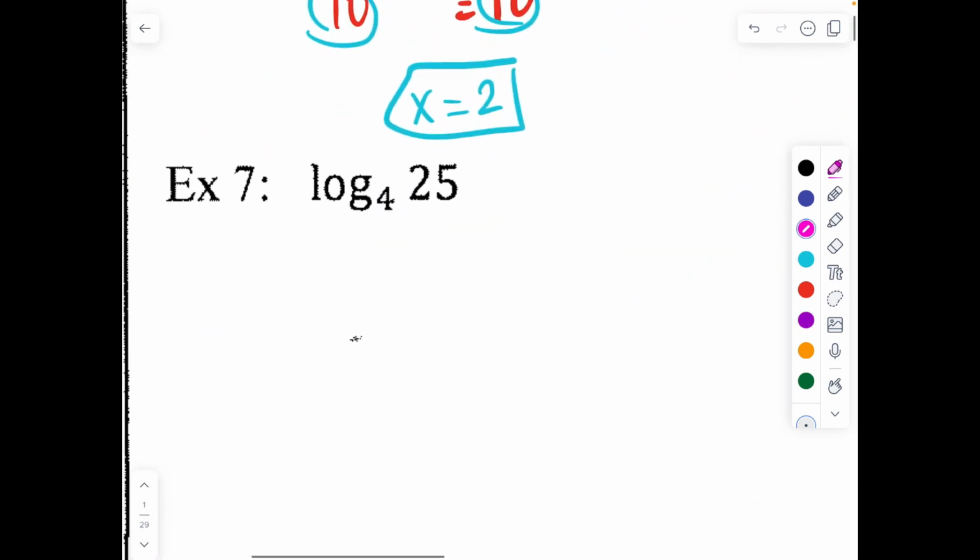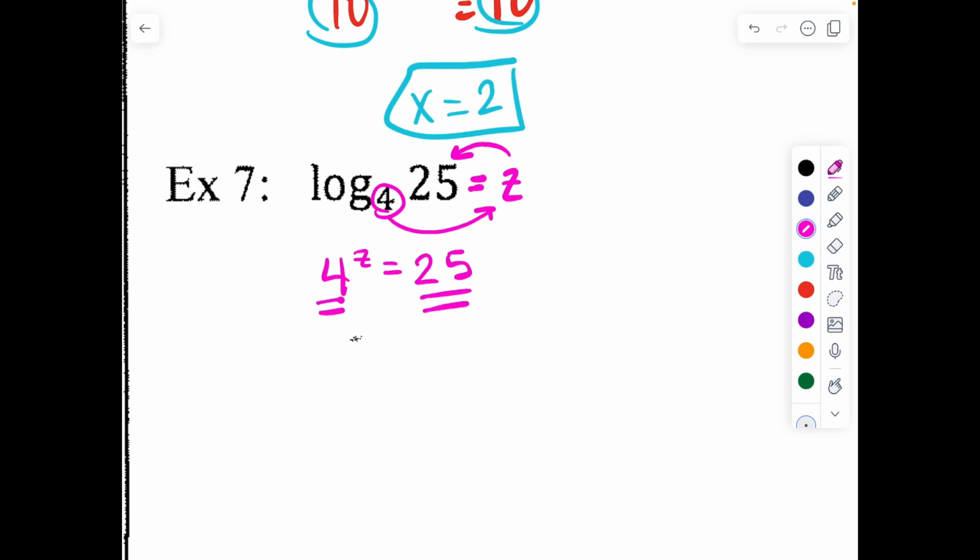Let's look at this one. So we're going to set this equal to, let's call it z. So we're going to say 4 to the z equals 25. So there's no way to get a 4 and a 25 to have the same base. So we can't do this by hand. We have to use a calculator.